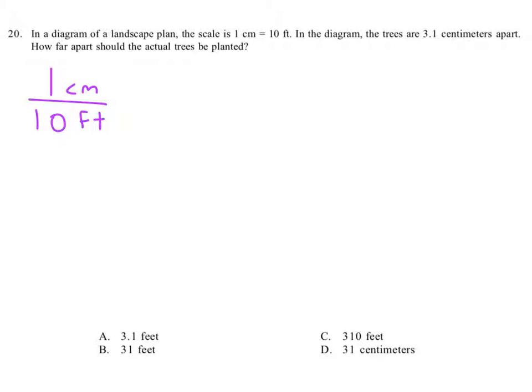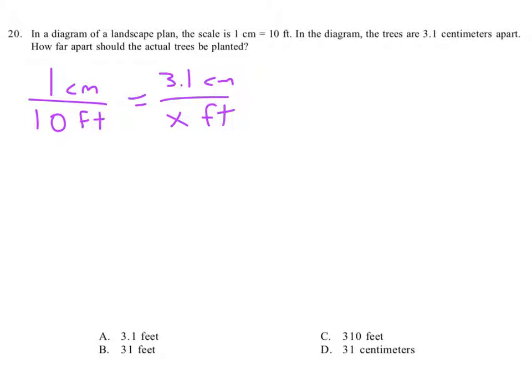Now, unlike an earlier problem where I said you can't find the ratio of two numbers if they're in different units, that's true. These don't have a 1 to 10 ratio, but we can use it as a scale factor. So don't think of this as a ratio, think of this as a scale factor, meaning, okay, I can say if 1 centimeter is 10 feet, then 3.1 centimeters is how many feet?